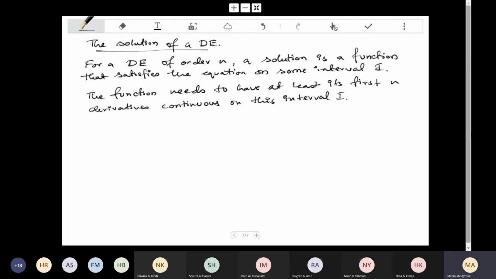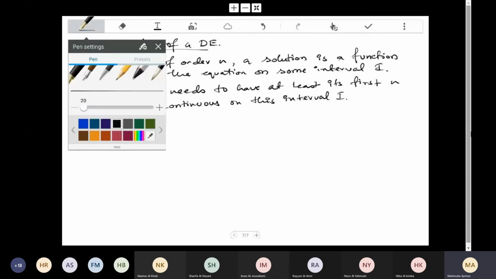So let's say for solving a third order equation, we need to make sure that the first three derivatives are continuous on that interval that we are trying to find out the solution of. So let's take an example here, maybe then it might be more clear.